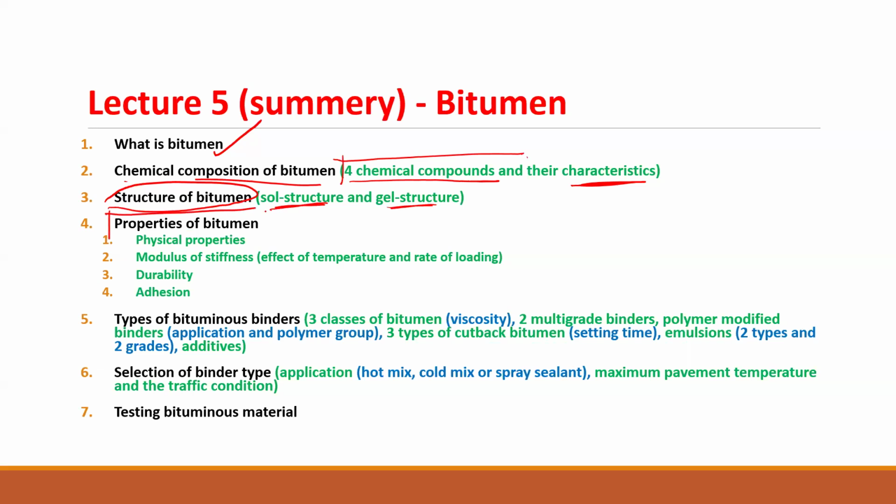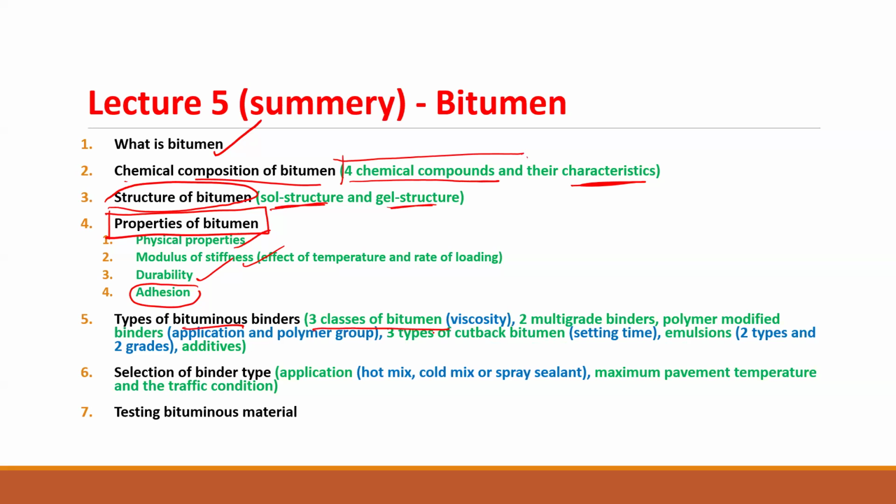And it is very important to know about bitumen properties. We are not going to go through this in the tutorial class. However, you have learned the physical properties, modulus of stiffness, durability, and adhesion in the lecture. Adhesion properties are very important because that's our main purpose of having bitumen, to bond the aggregates together. And also there are different bitumen types. There are 3 conventional bitumen types in Australia that we use.